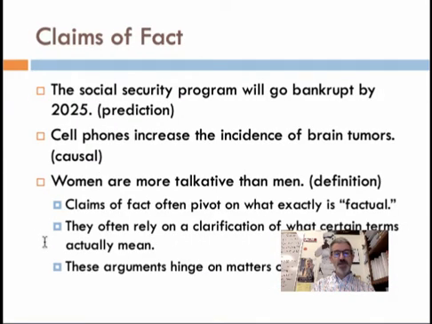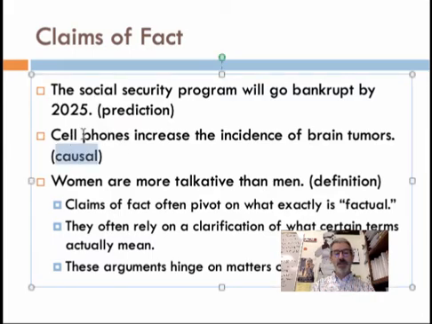Okay, so here are some other claims of fact. This one serves as a prediction: Social Security program will go bankrupt by 2025. This is a claim of fact. That's a prediction. Cell phones increase the incidence of brain tumors. This is a causal argument, and so you could talk about this kind of thing. Right now, that's a theory, which is different from a fact.